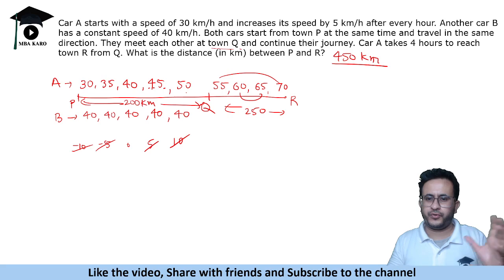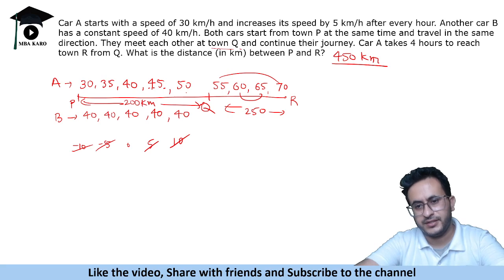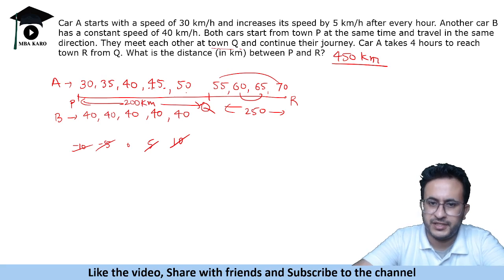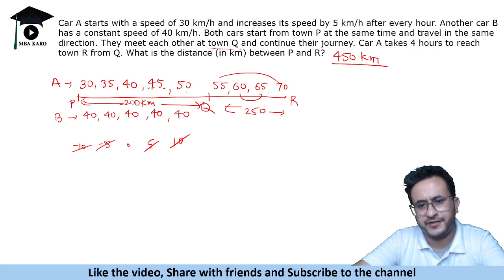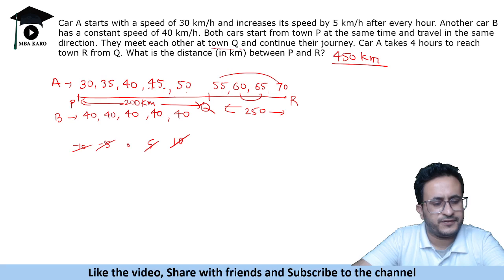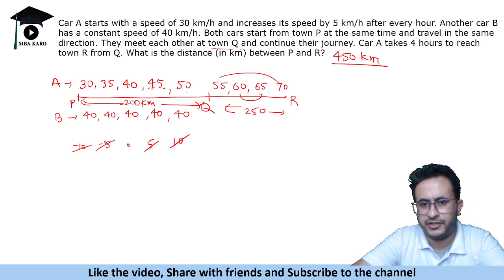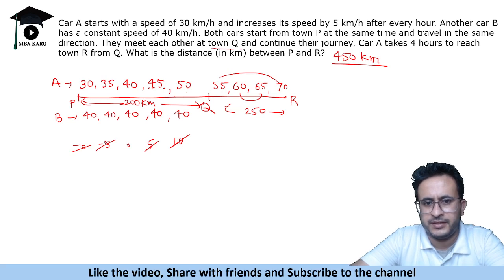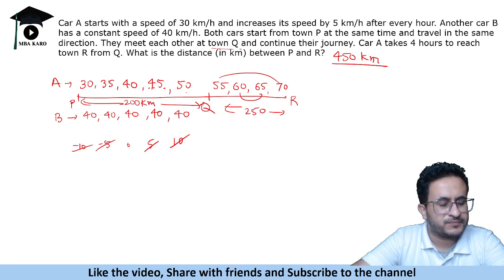So it was more of a question of arithmetic progression than just simple time, speed, distance. Okay, so first we will find that after how many hours they will meet at Q and the distance till Q, and then further you will calculate the distance travelled by A from Q to R and get the total distance.